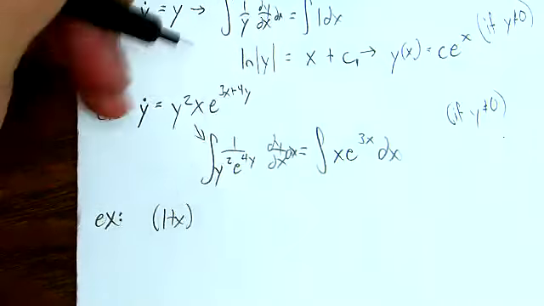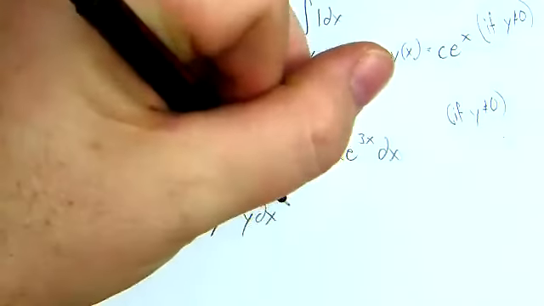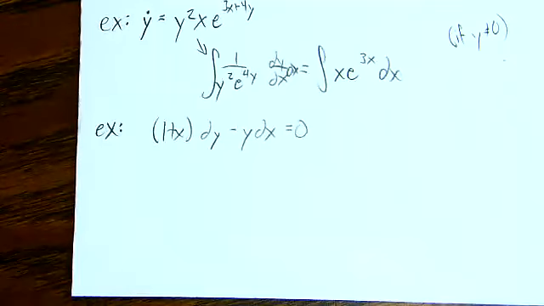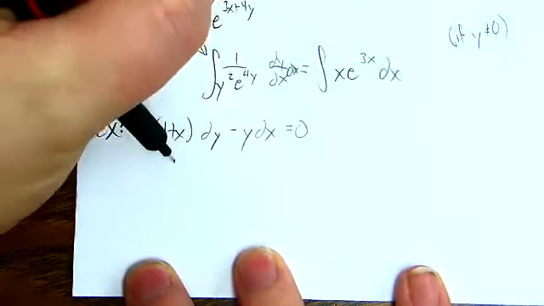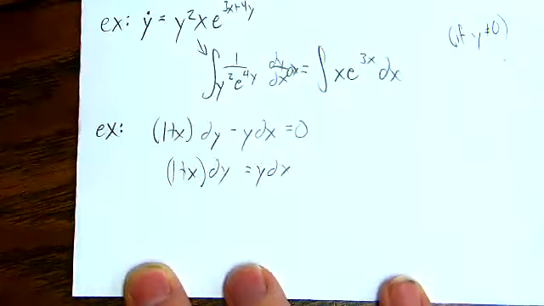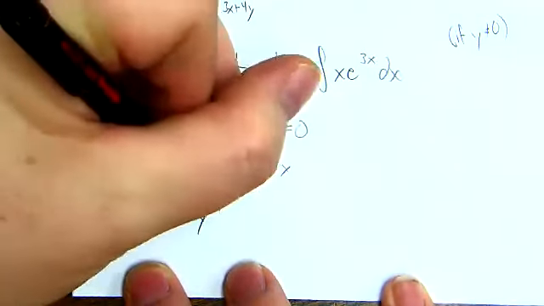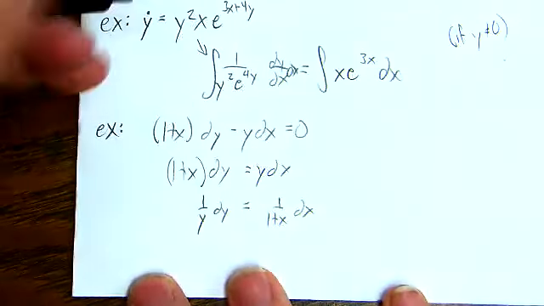So let's look at the differential equation 1 plus x dy minus y dx equals 0. This is a differential equation in the truest form of the phrase because it is an equation involving differentials, not just like the derivative of y with respect to x. This is separable because I could rewrite this as 1 plus x dy is equal to y dx, and then 1 over y dy is equal to 1 over 1 plus x dx.